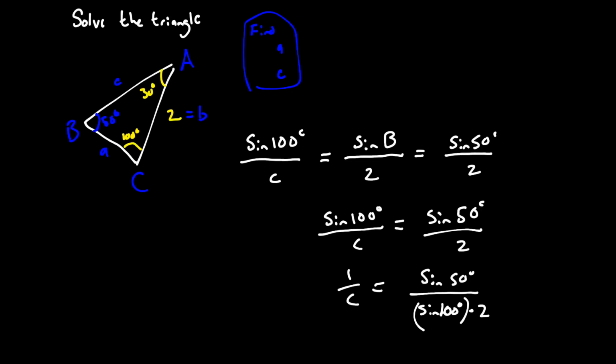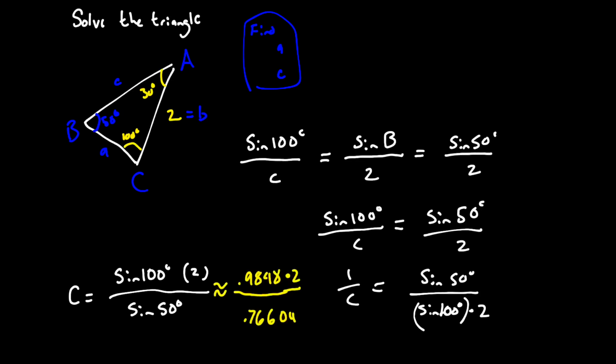Or another way to write this is that c is going to be equal to sine of 100 degrees times 2 divided by sine of 50. And this is approximately 0.9848 times 2 divided by 0.76604, which is approximately equal to 2.571. So side c is just about equal to 2.571. Now we just need to go ahead and find a, and we'll be repeating the process more or less.